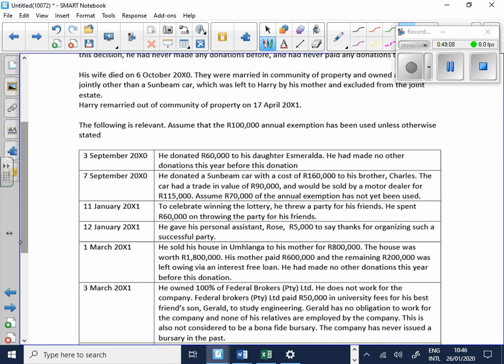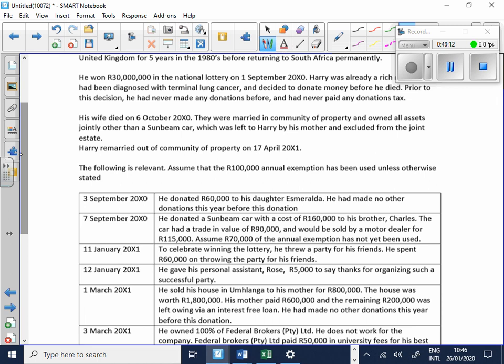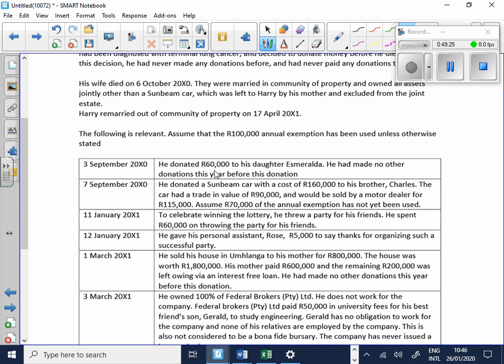Guys, it says his wife died on 6 October 2000. They were married in community and owned all assets jointly, other than a son, Bin Kam, which was left to Harry by his mother and excluded from the joint estate. He remarried out of community on 17 April. So if you go through this, guys, it's got one of everything. So I'm going to do selected ones.